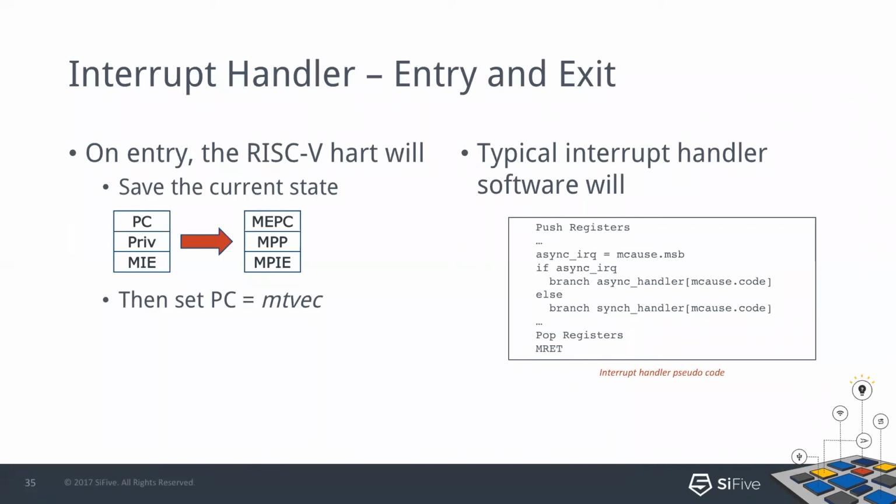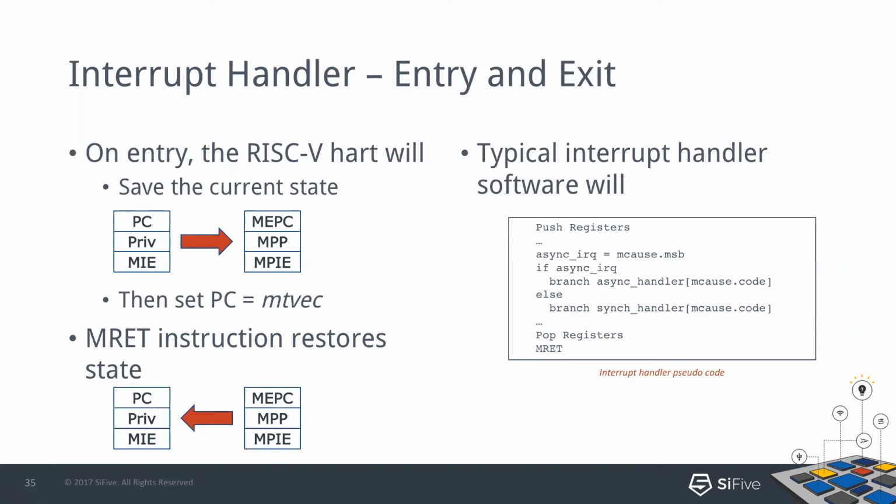After your interrupt routine, you would then do things in reverse order. You would start by popping the registers back off the stack and then issuing an mret instruction, or machine return instruction. This instruction tells the RISC-V hart to restore state, and it does this by copying the MEPC machine exception program counter CSR back into PC. It then sets the privilege mode back to what it was prior, as well as the interrupt enables, thereby effectively restoring context to where it was prior to the interrupt.